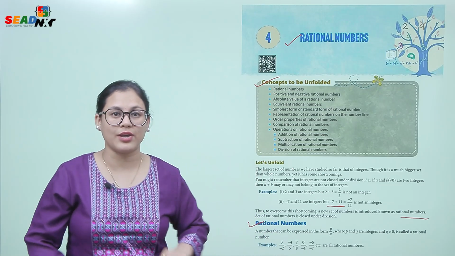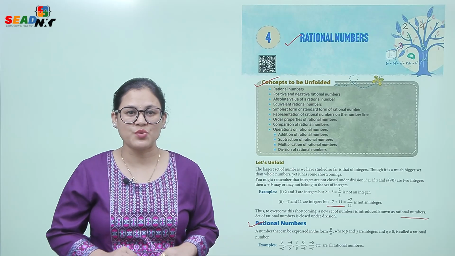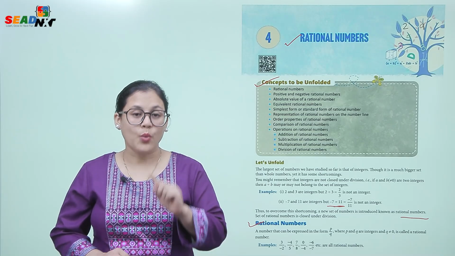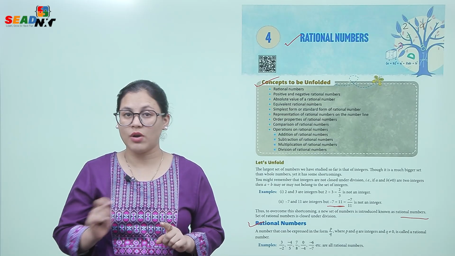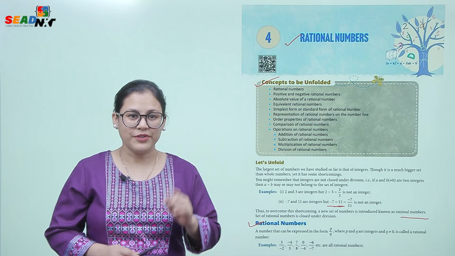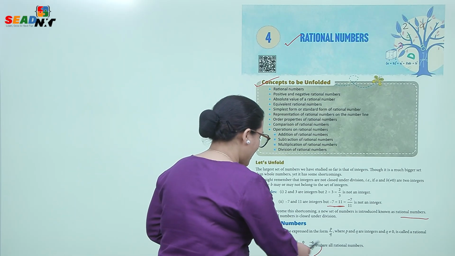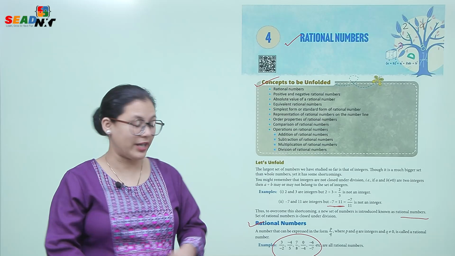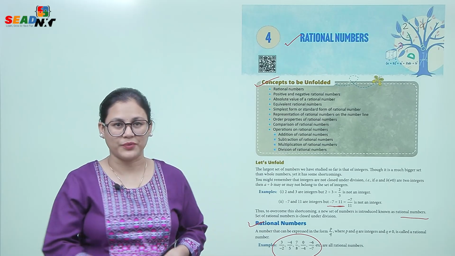Actual में है क्या ये rational numbers? A number that can be expressed in the form p by q, where p and q are integers and q is not equal to 0, is called a rational number. For example, all these are rational numbers. Okay, and all these numbers are in the form of p by q.